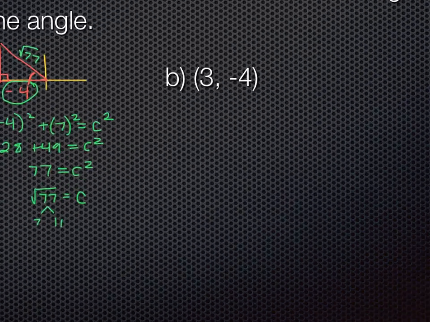Now look at B. So (3, -4) means forward 3 and then down 4. So +3, -4. My triangle looks like this. Theta is in this corner, and this is one of my triples. 3, 4, the missing side is 5.